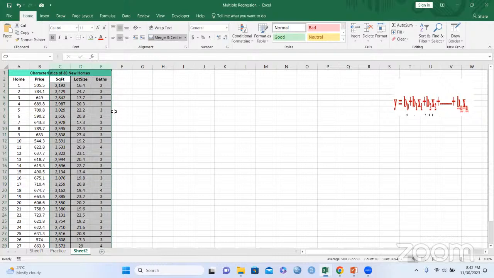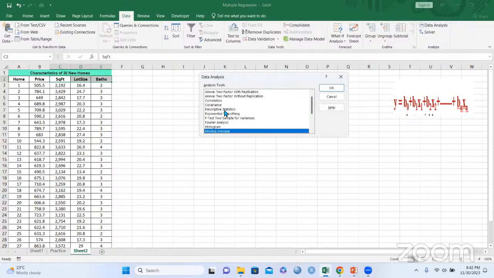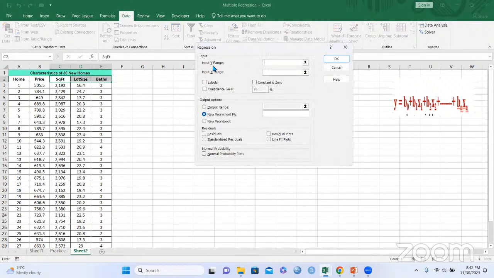For that, you have to fit a regression line. This is an example of multiple regression, because your price, the dependent variable, is depending on 3 variables, and we are not sure which is the most influential or most important. So for that, you just use data, go to data analysis, and there is something called regression here. Click that regression, and it asks for the input Y range. What is my Y variable?